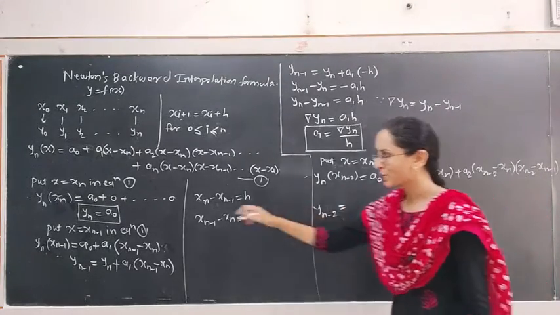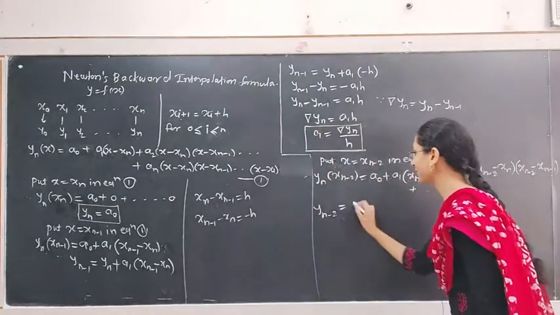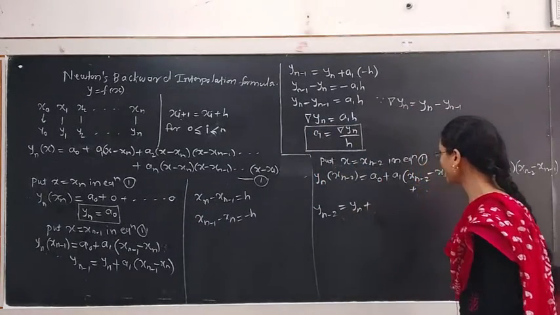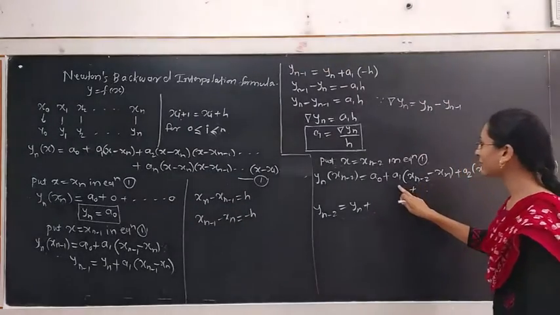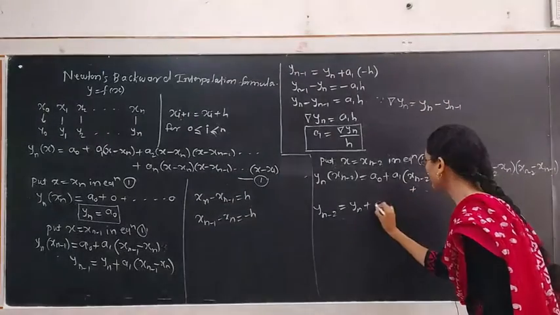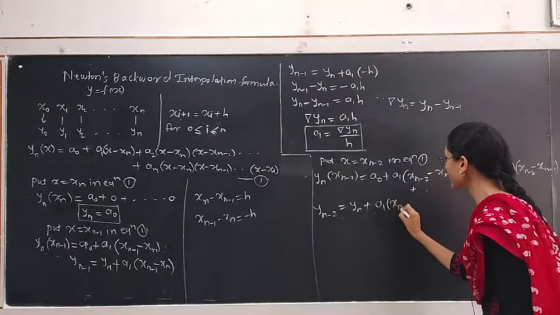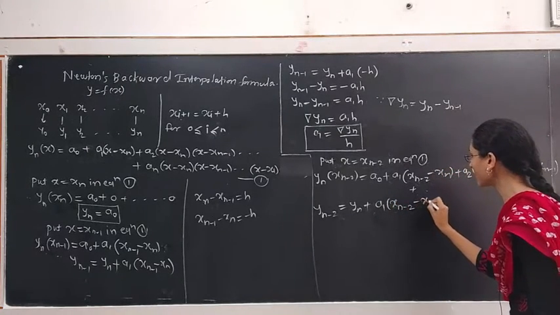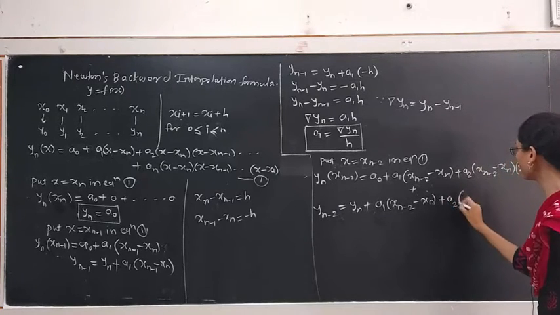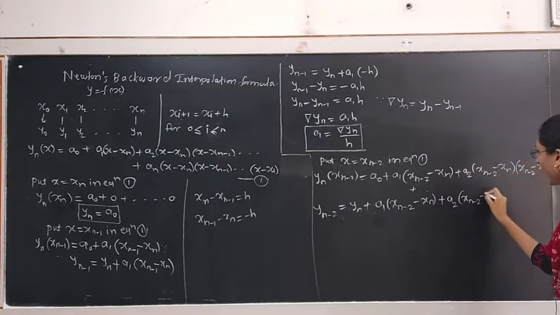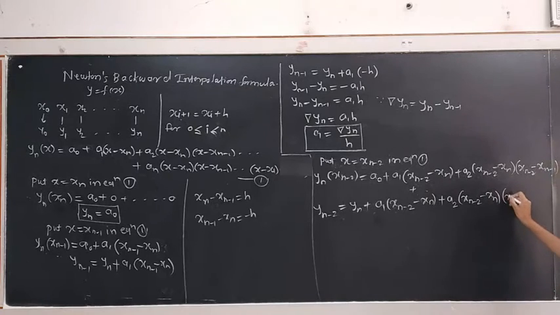What is the value of a0? a0 is y_n plus a1 value. We will use the value of a1 in the next step: a1 into (x_{n-2} - x_n) plus a2 into (x_{n-2} - x_n)(x_{n-2} - x_{n-1}).